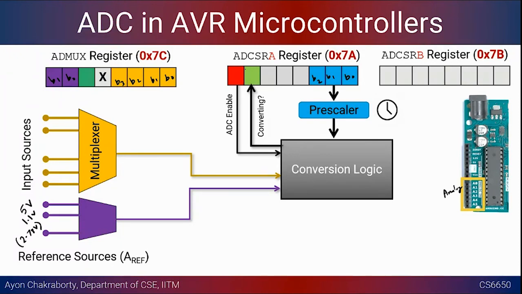So there will be some finite amount of time the ADC will take to execute the conversion, and once the conversion is finished, this flag will be set. And you can keep on checking that particular flag, trying to see whether the conversion has finished or not.